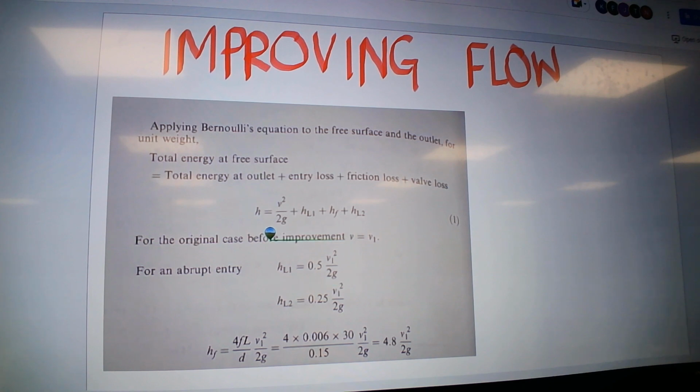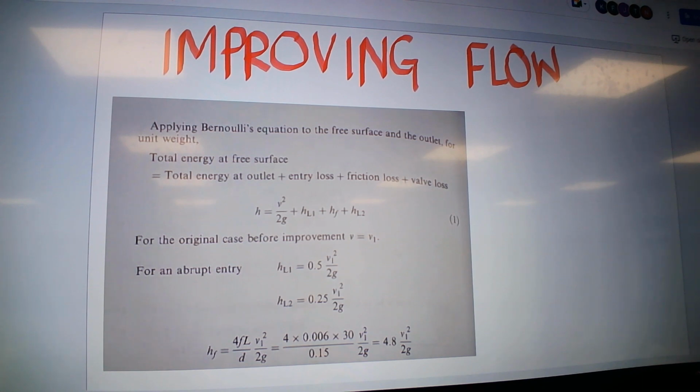And for the second one, another abrupt entry, we need to halve that one as well. Because every time you do an abrupt entry, that's going to be half. So that's half of the half, which is a quarter. Then we use Darcy's equation, which is 4FL V1 squared over D2G.